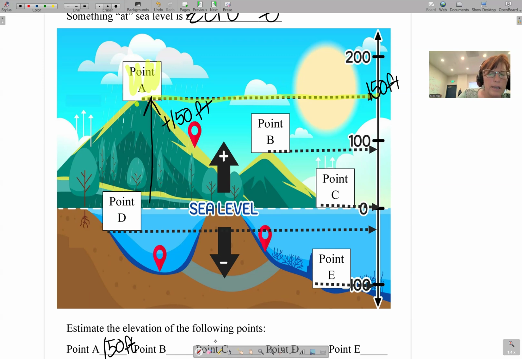Whereas point E here is below sea level. Our sea level's right there, it is 0. So it looks like point E is at negative 100 feet. That 1 tick mark means feet. So negative 100 feet because it is below sea level.